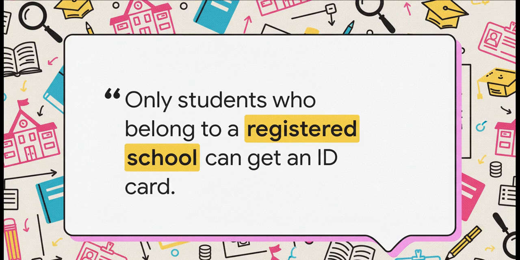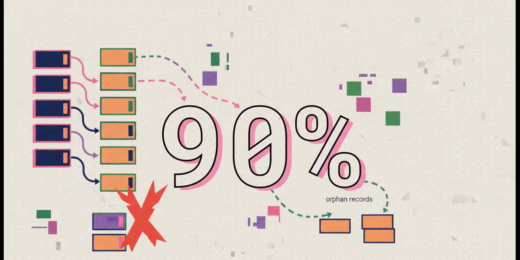You have to be enrolled in a real, registered school first. In this case, the student record is the child, the school record is the parent, and the foreign key is the rule that makes sure that link is always valid. And why does this matter so much? Well, get a load of this number. Foreign keys are responsible for preventing a whopping 90% of what we call orphan records. That's data that's just floating around, disconnected, because its parent record is gone. And let me tell you, that is a massive source of bugs in big applications.